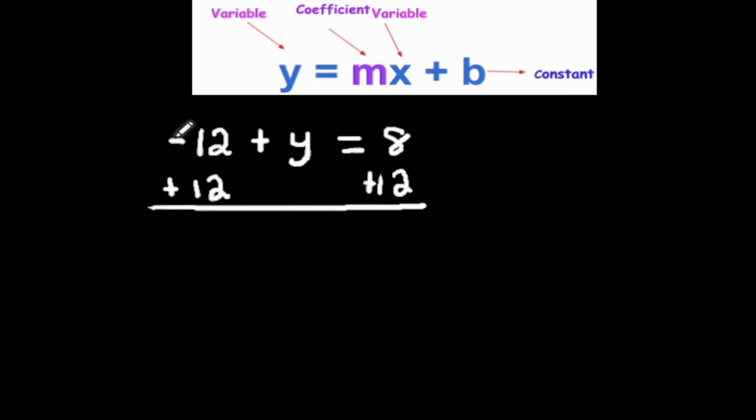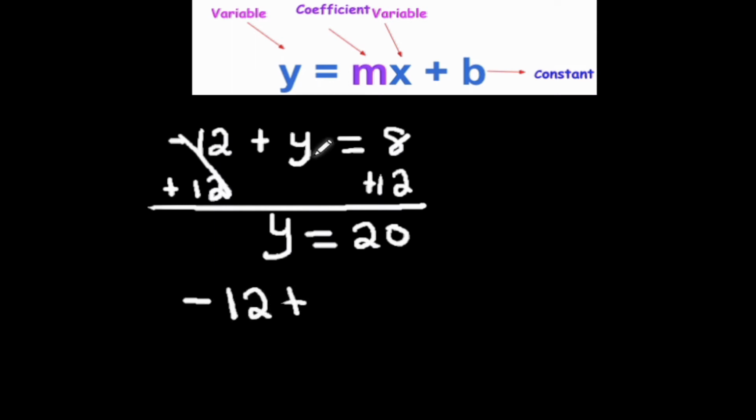So now we can go ahead and cancel. We're left with 1y equals, and 12 plus 8, or 8 plus 12, is equal to 20. So to double check our work, you know that you can substitute this y for the 20 here in the original equation. So our original equation was negative 12 plus this y, which is now 20, equals 8. All right, so taking 12 from 20 does equal 8.